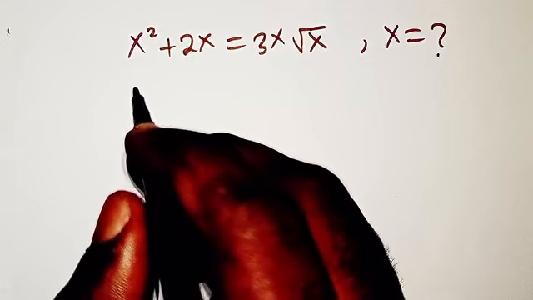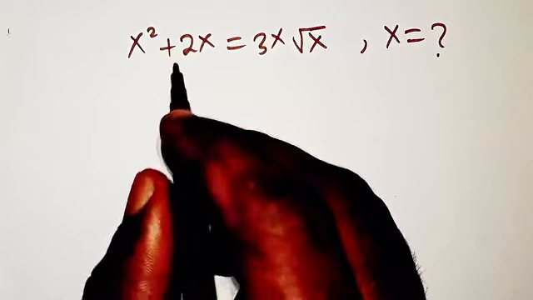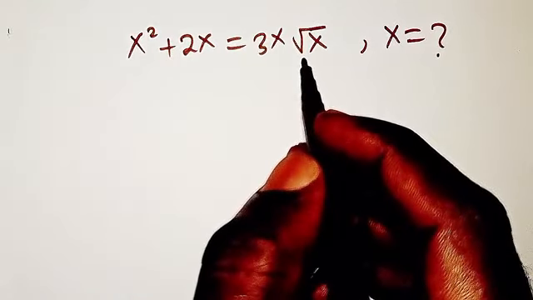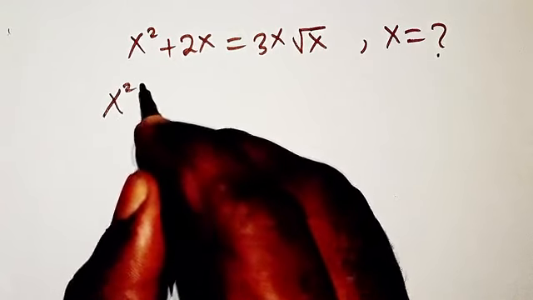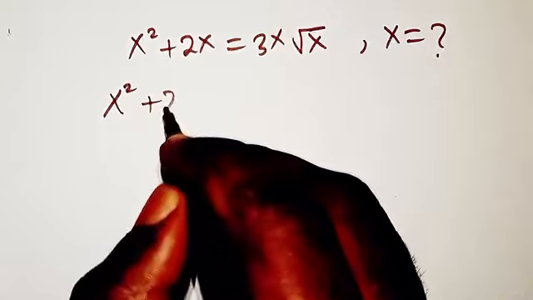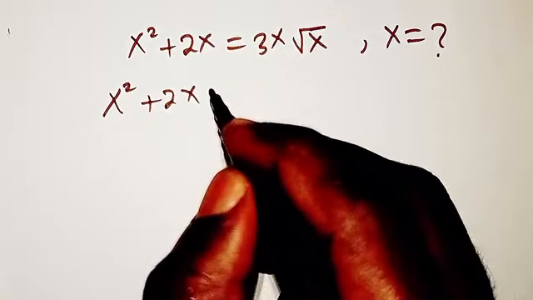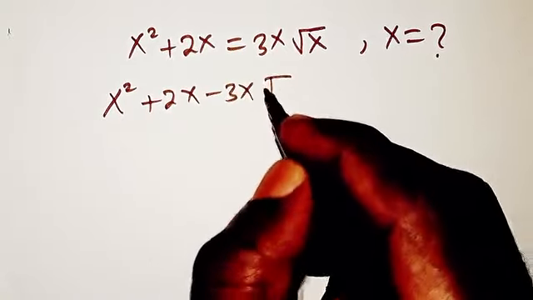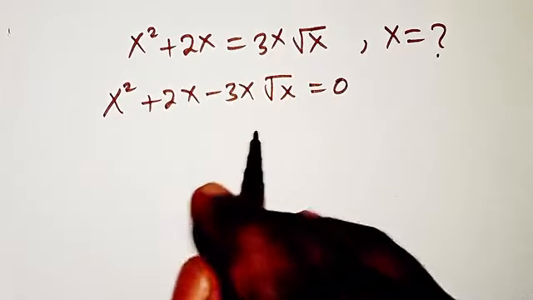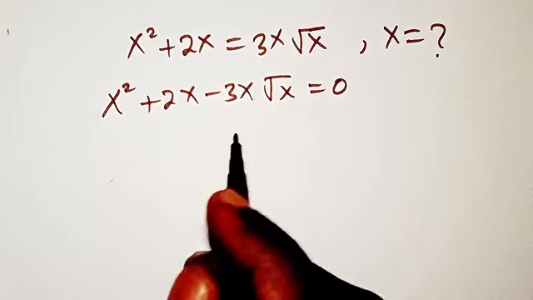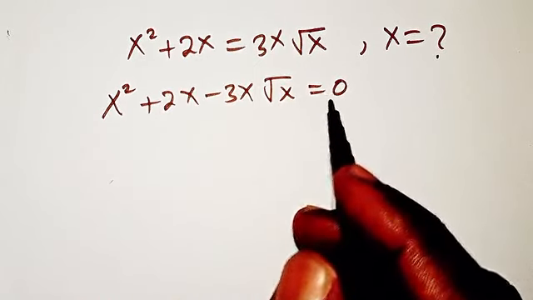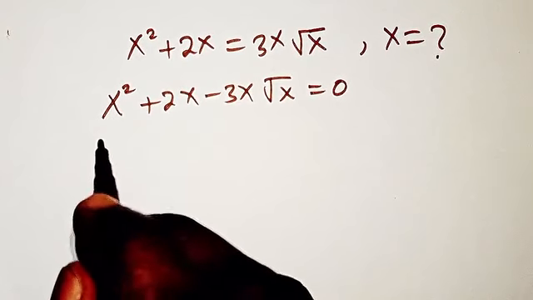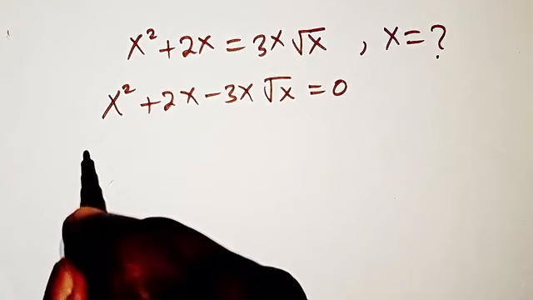So what I'm going to do here is that I will transpose everything from the right hand side to the left hand side. I'm going to have x squared plus 2x then minus 3x root x equals 0. So now from there, once we have that, everything here equals 0. So here we are going to factorize x out.